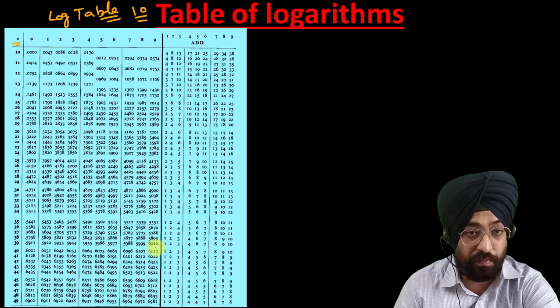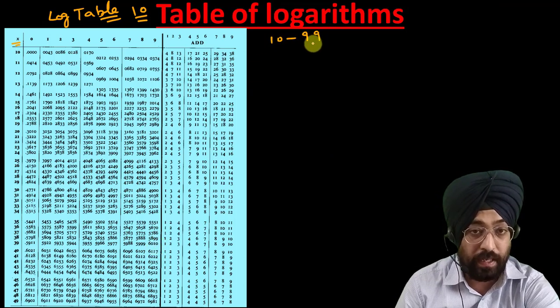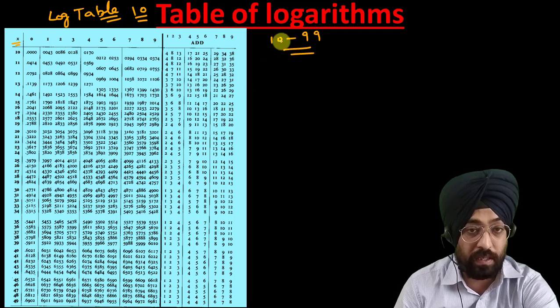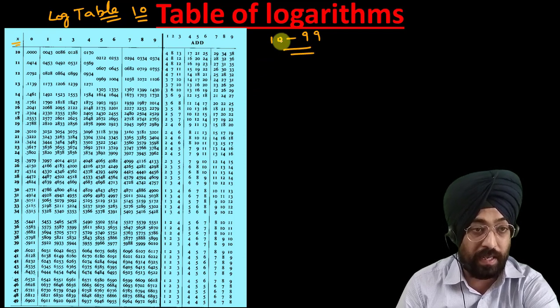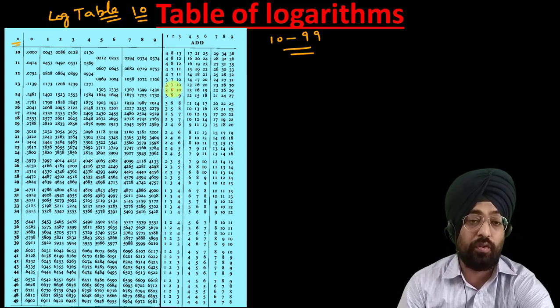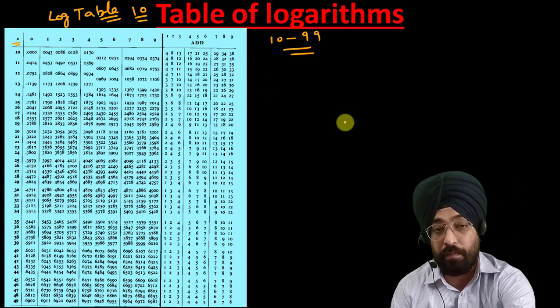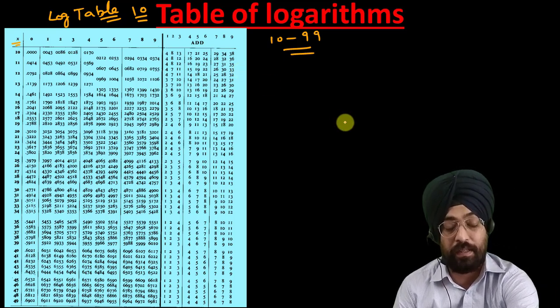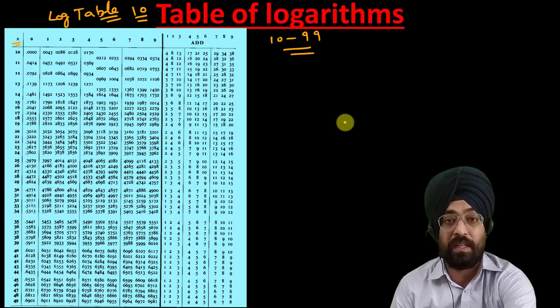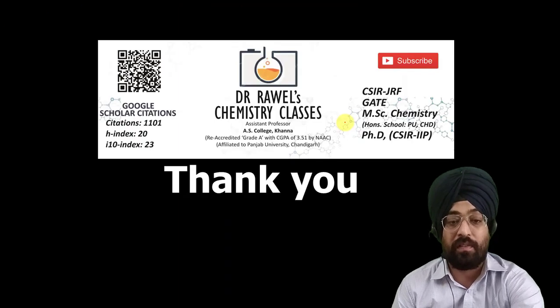The second part of the log table is also there. We generally have numbers from 10 to 99. The log table contains numbers from 10 to 99. So this is a typical log table. In my next lecture I will teach you how to read this table and find the log of any number. We will once again revise characteristic and mantissa so that you don't get any confusion. So that was all for today.